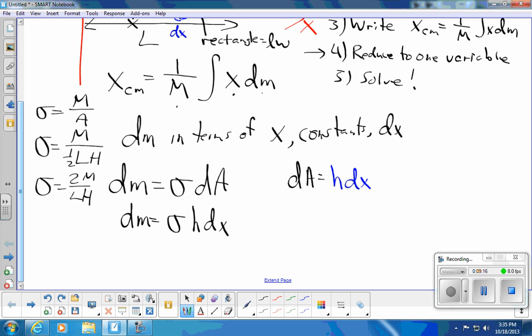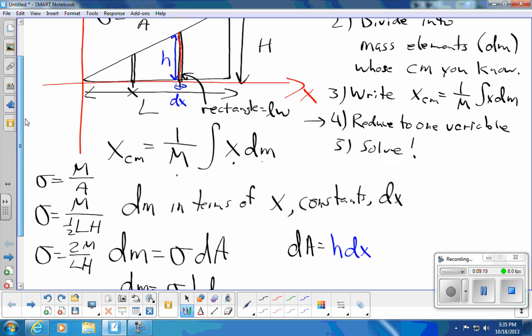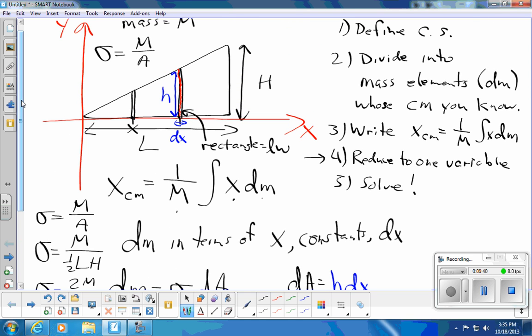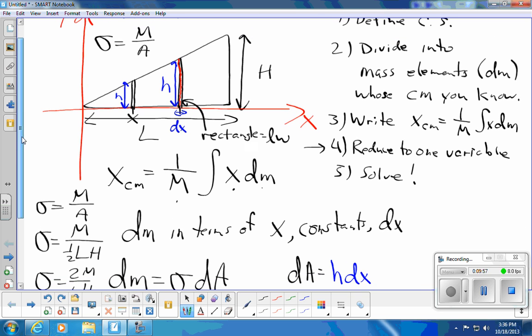Okay, that's very nice. Remember what I'm trying to do here? I'm trying to reduce everything to one variable. I'm trying to substitute in for dm right here and get rid of the dm and put in a bunch of constants, x and dx. Let's check what we have here. Sigma, that's a constant. h, is h a constant? The answer to that is no, because each of these different pieces of mass not only have different addresses, different x's, they also have different h's. They have different heights. One of these is taller than the other one. They all have different heights. So that's a variable. I've got to get rid of it. I want to reduce everything to one variable, x, dx, and constants.